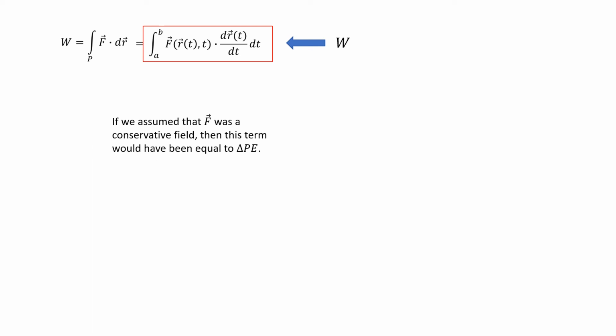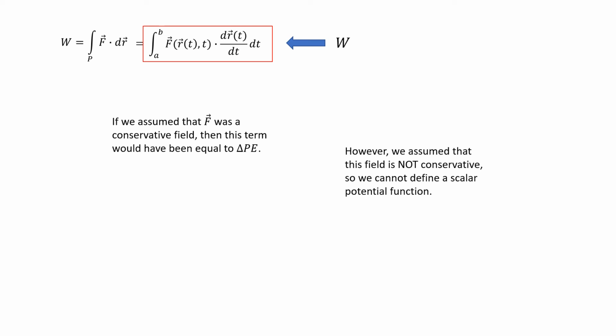So actually we can no longer do this, because the idea of potential energy relies on the fact that for a certain subset of vector fields, we can express them as the gradient of a scalar potential function. But we are assuming that we cannot always do this. Therefore, we will simply say that this term is equal to work.